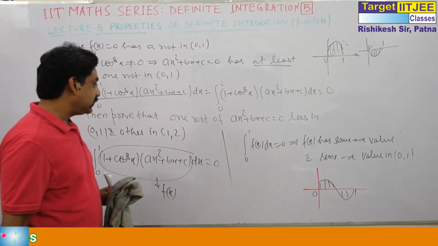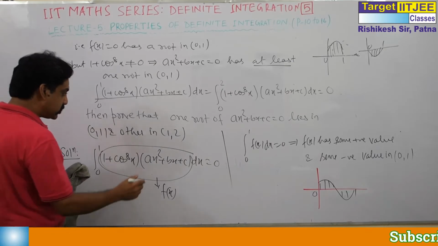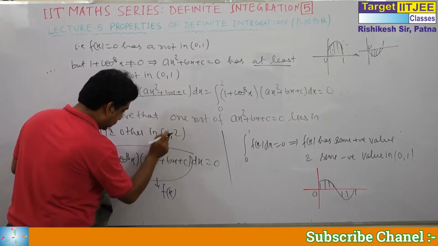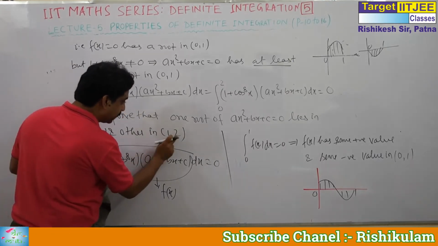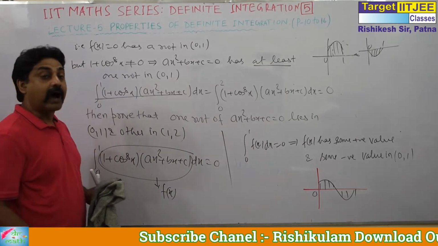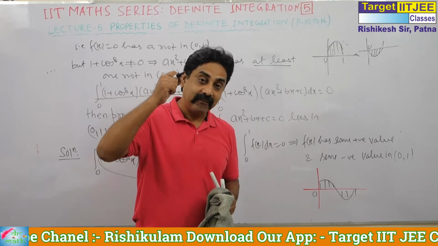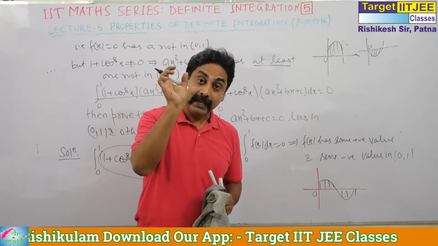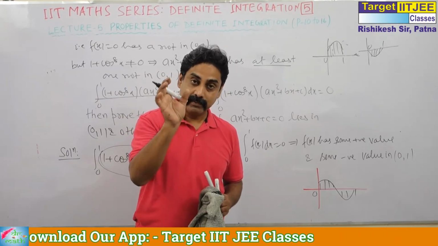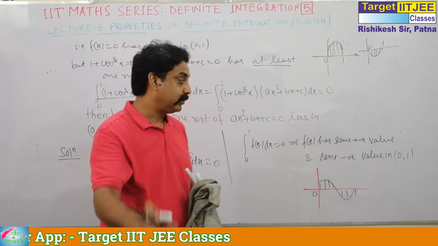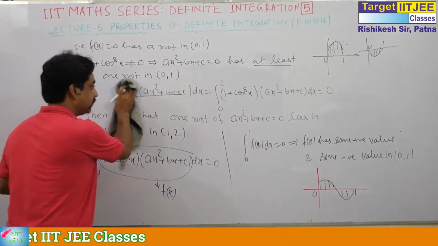But what is given in the question? It is given in the question that the other root lies in 1, 2, not 0, 2. Then how will we justify that the second root will be in 1, 2? Second root will be in 1, 2. So let's see.